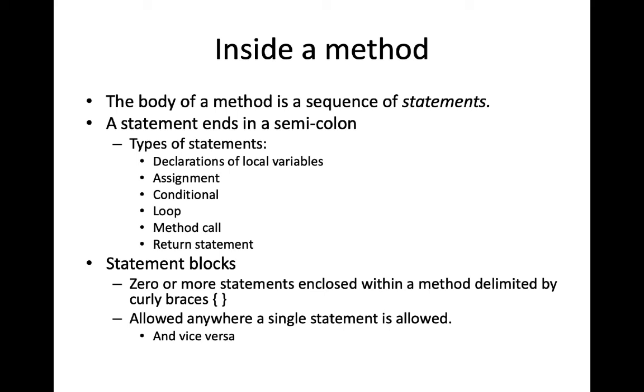So the basic types of statements in a method that you can program with are, first, declarations of local variables. If you need a new name, a local variable that you want to provide a value for, in Java we have to declare those variables. So that's one thing that could happen. You could also assign a value to a previously declared variable.